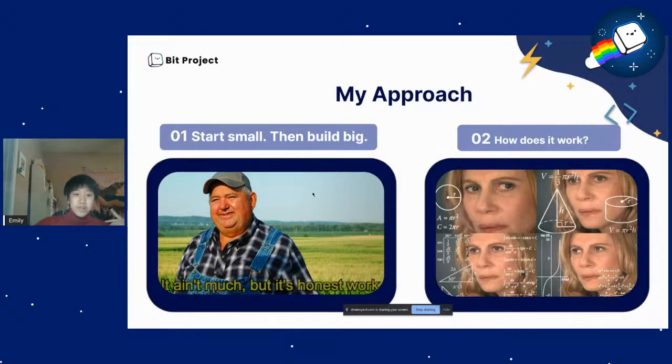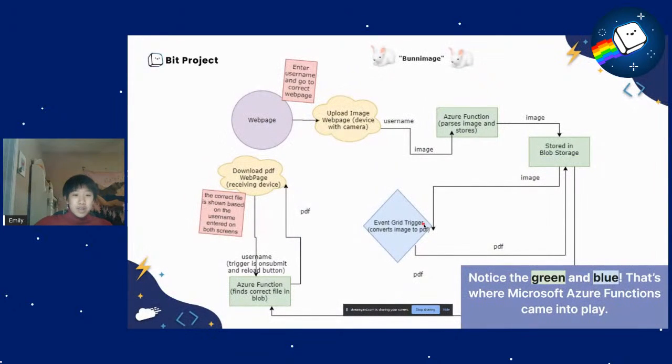So here's my approach. First thing, I started small and then built big on top of that. But really, how does this work? How does Bunny Image really function? Here's an image of my flowchart, and I'm not going to go over this too in depth, but take a look at the green and blue, which is where the Azure Functions are, which are the star of my project, essentially.